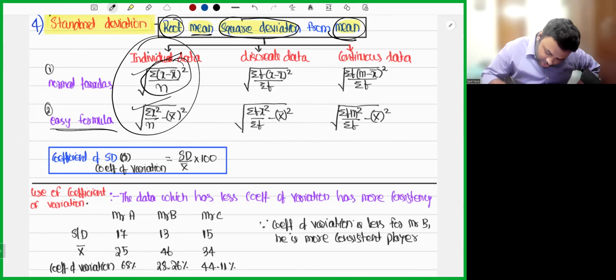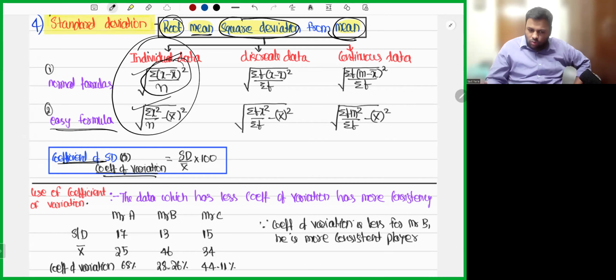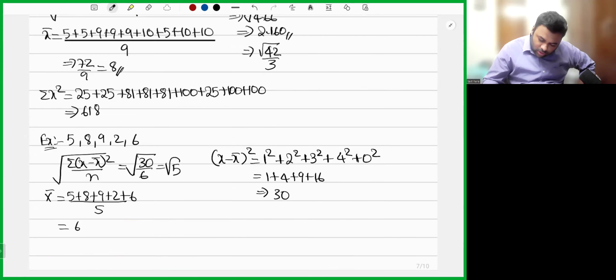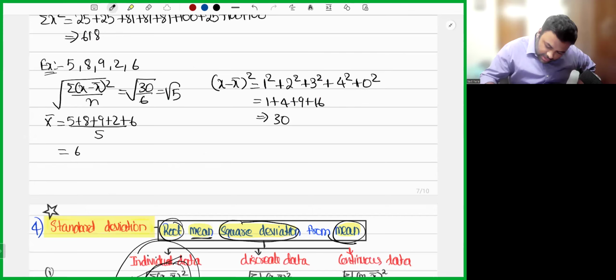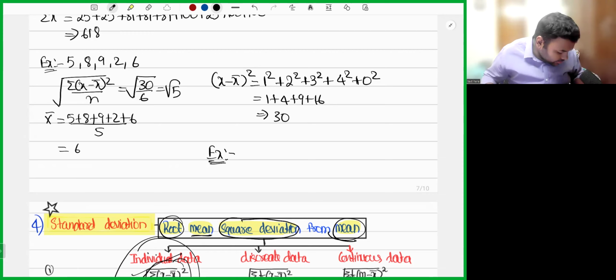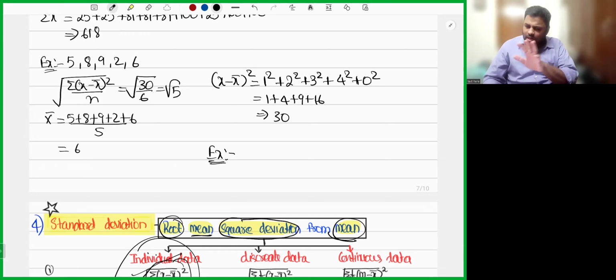Okay. Now, what is coefficient of standard deviation or coefficient of variation? It will be standard deviation divided by mean into 100. Okay, this is going to be the coefficient of standard deviation or coefficient of variation. Now, let me give you one question. I want you people to solve that question. Example. I'll wait for 5 minutes. Please solve it and tell me. Last question for the day. After this, one small concept is there. I'll tell you that and we'll wind up.